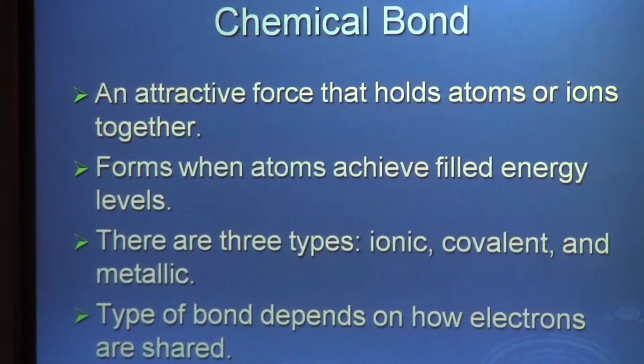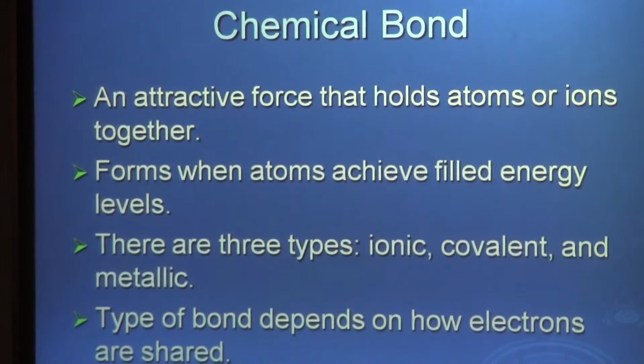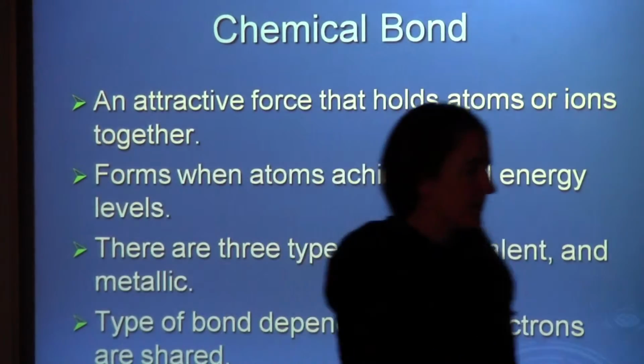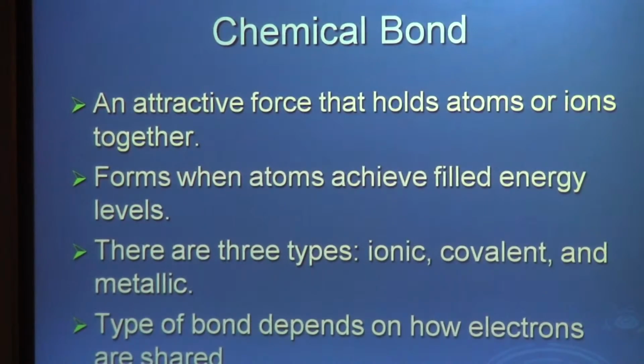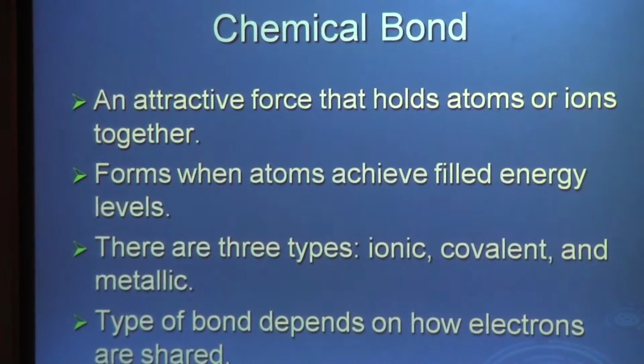Sometimes different atoms will give electrons away. Sometimes they will both use them, they'll share them. And so that type of combination of the electrons is going to cause it to be defined as a covalent or an ionic bond.